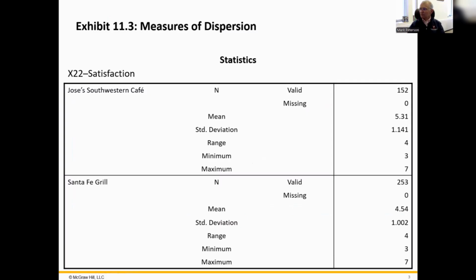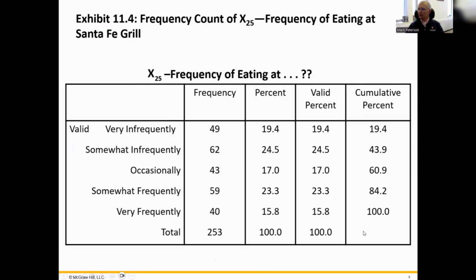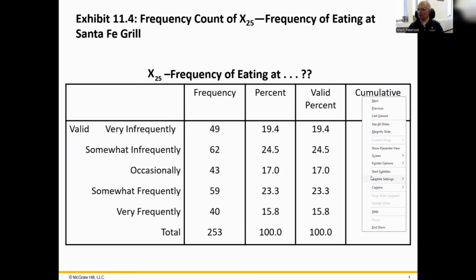In printouts for software programs like SPSS or even Excel, you can look at this satisfaction variable, Jose's Southwestern Cafe versus Santa Fe Grill. And here the N is the sample size. So there's 152 respondents in the Jose's group, and then the Santa Fe group, you have 253 here in the bottom. Look at the mean. For Santa Fe, it's 4.54. For Jose's, it's 5.31. Given the spread in both of those distributions, is there a statistical difference in that? And that's what you're trying to get to here in your measurements.